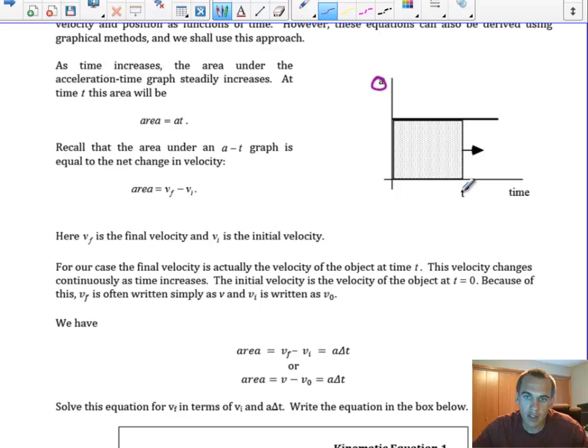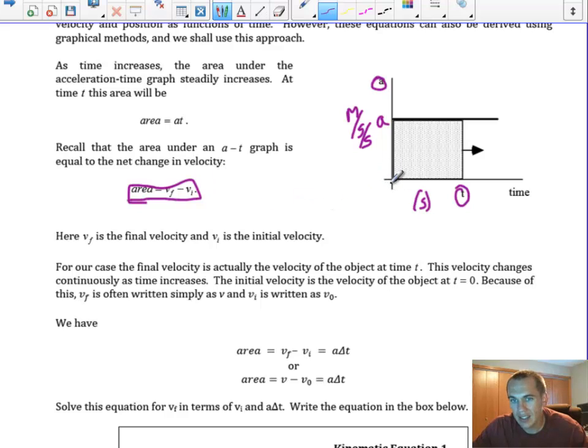This is an acceleration versus time graph. Remember, acceleration is measured in meters per second squared. Time is measured in seconds. And the area under this graph gives us our change in velocity. Now, since area of a rectangle is base times height, the height is a, right, acceleration. The base is time, t, so the area of this graph is really a times t.